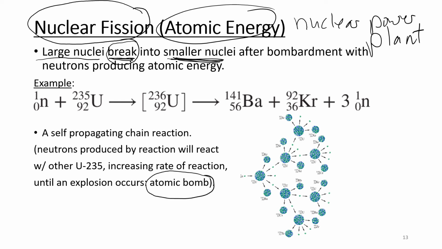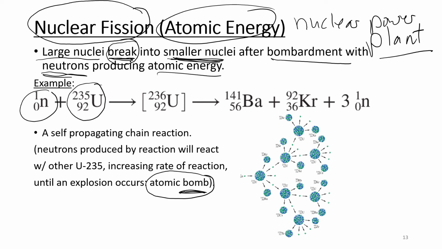It's the same idea with both of these, and we'll look at what the difference between a nuclear power plant is and a nuclear bomb. So here we have in our example, the other thing that happens is here I have my original nuclei. I have uranium-235. I'm going to be bombarding it with neutrons, and then I'll be producing energy in this reaction.